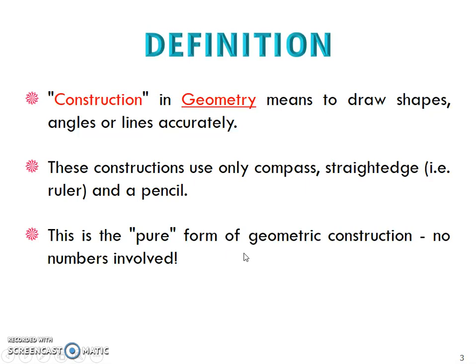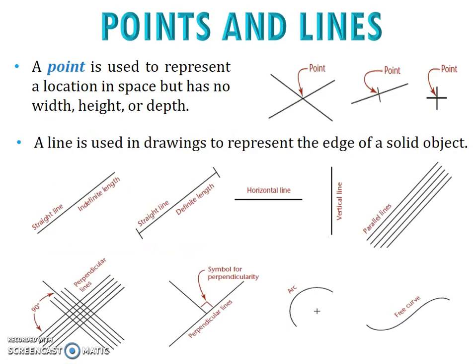Now let us see what are the things that go under geometrical construction. We have points and lines. A point is used to represent a location in space but has no width, height, or depth. For example, it is the cross of a line. In the middle where the lines cross, we call that a point. So this is an example of a point.